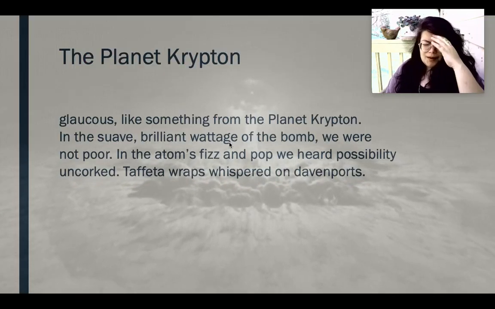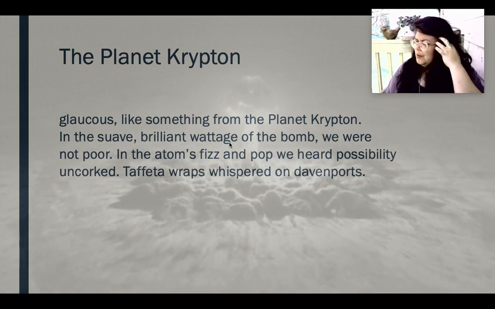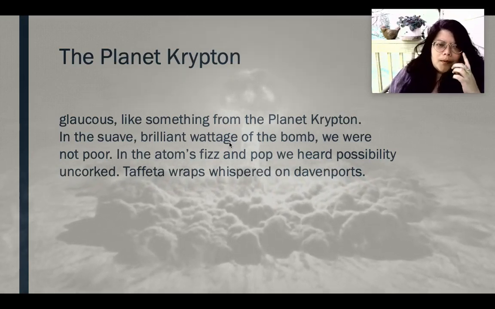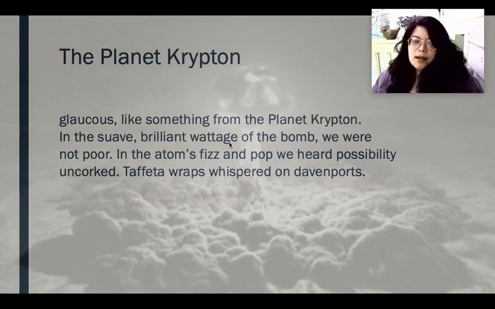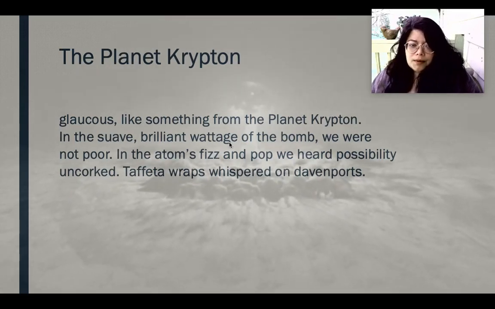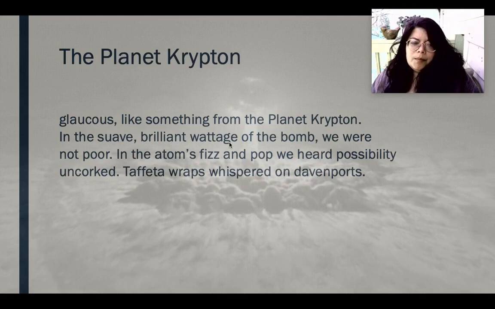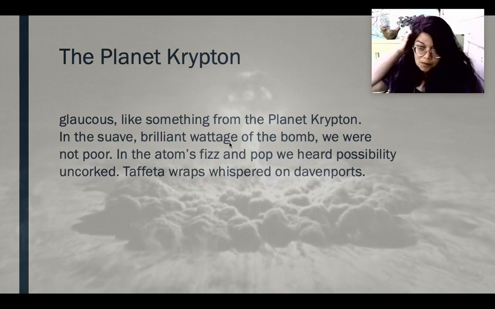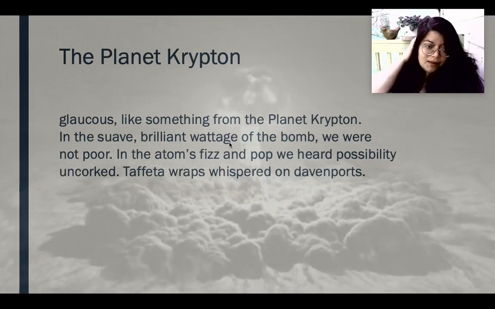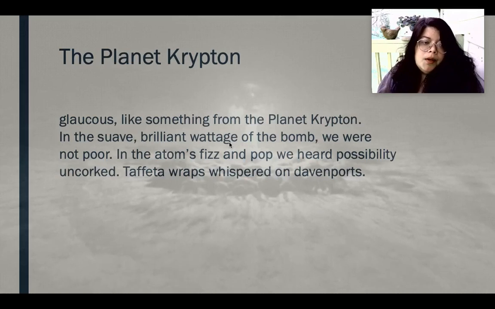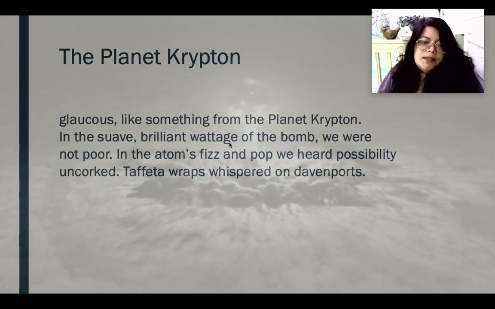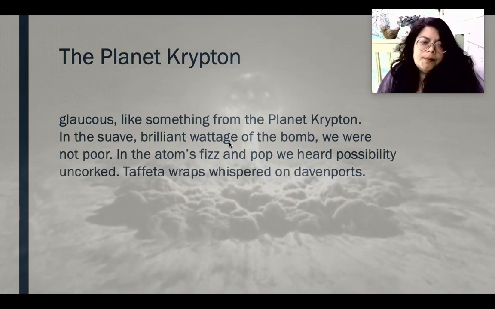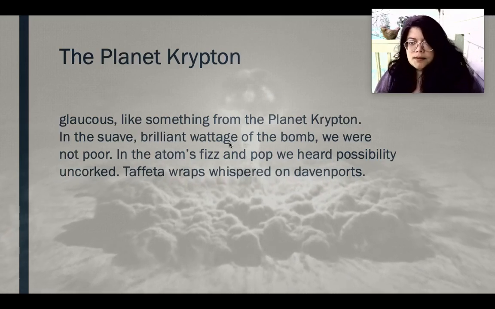So from our poetic theory reading that we did this week, we have this really interesting poem that Rich is considering, that's embedded in the essay itself. It reads, "Galatius like something from the planet Krypton," which, like something from the planet Krypton, we know already that we're dealing with a simile, right? "In the suave, brilliant wattage of the bomb, we were not poor. In the atom's fizz and pop, we heard possibility uncorked. Taffeta wraps whispered on Davenports," right?